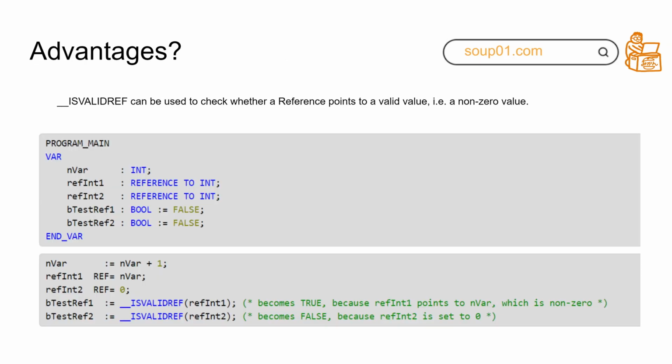Here's an example that I took a screenshot of from Beckhoff's homepage. These functions can be used to check whether a reference points to a value, for example, a non-zero value.